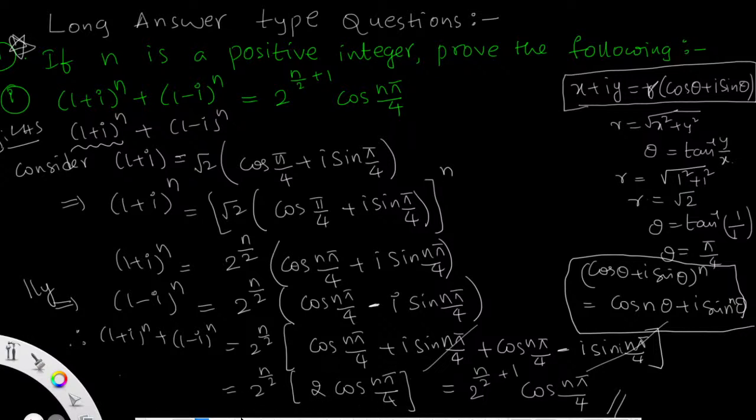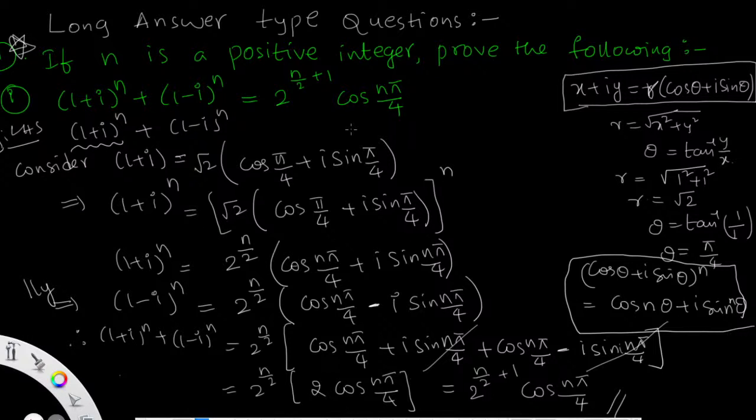Nothing but the base is 2 to the power of 1 by 2, and here the power of the lone 2 means 1. The bases are equal, so the powers should be added. That is why we get 2 to the power of n by 2 plus 1 into cos n pi by 4. This is nothing but the RHS of the given statement.